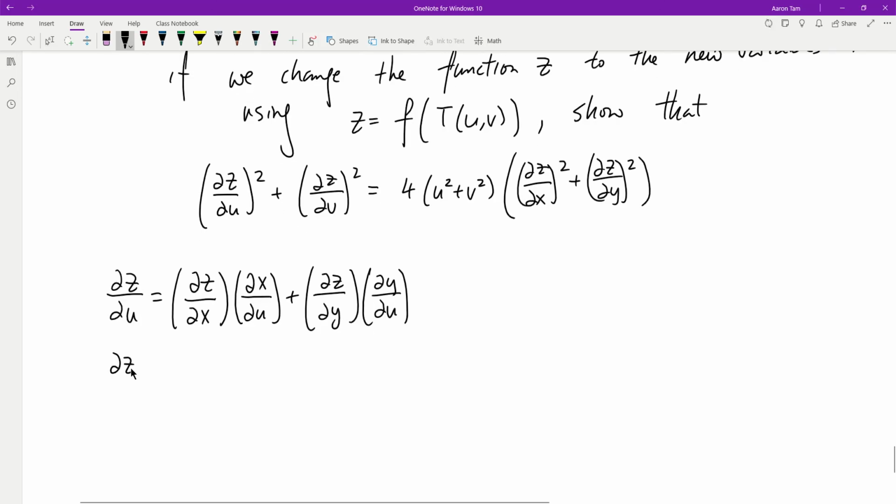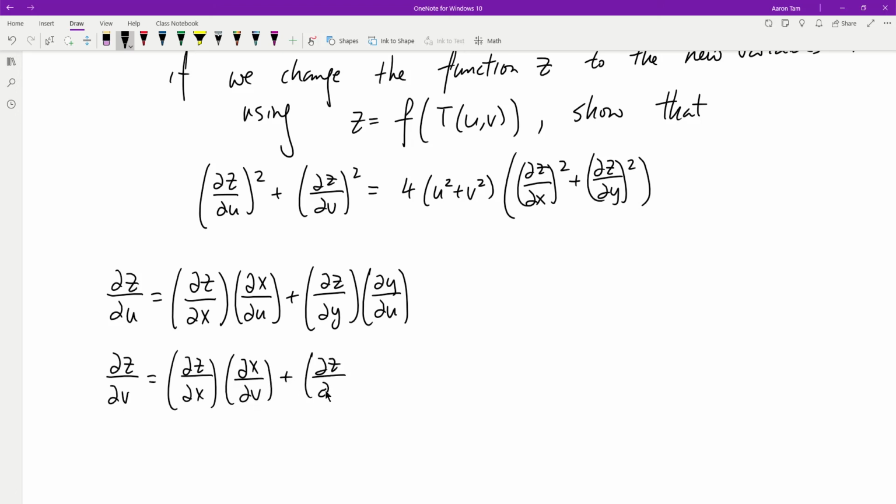Similarly, dz over dv would equal dz over dx, dx over dv, plus dz over dy, dy over dv. Now notice I'm lining them up, and you should do that too. I'll explain why that is the case, or you'll see why as we move along.